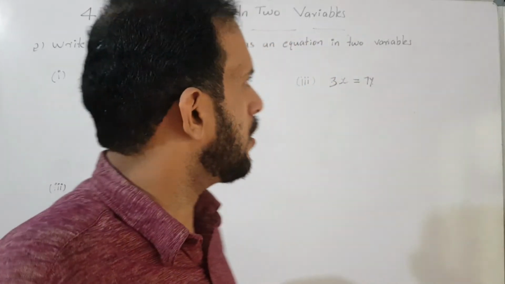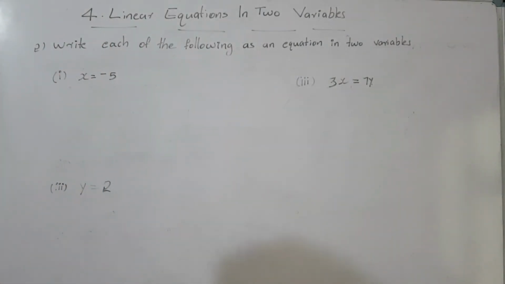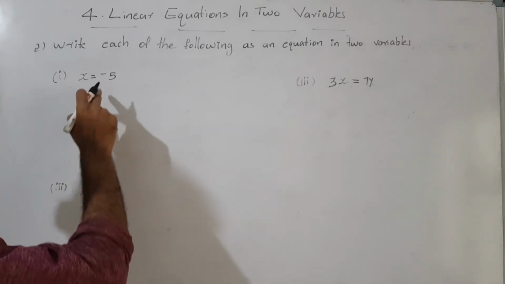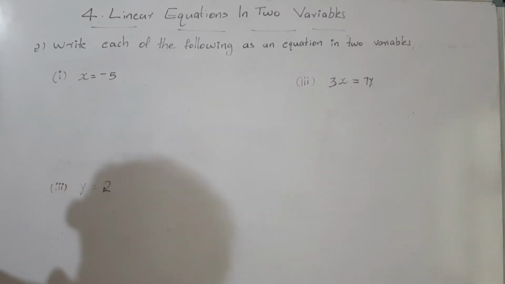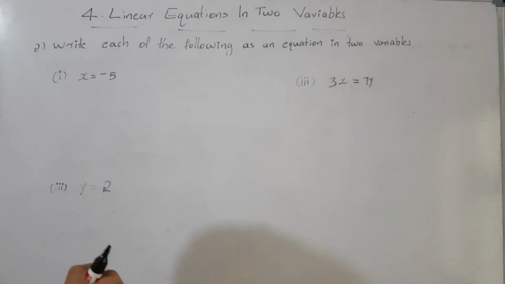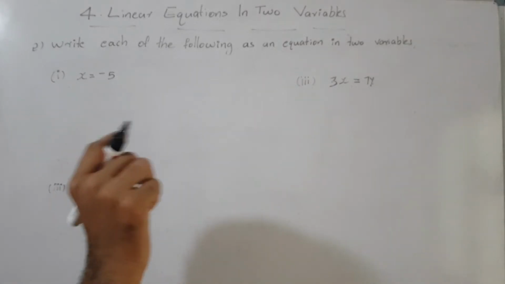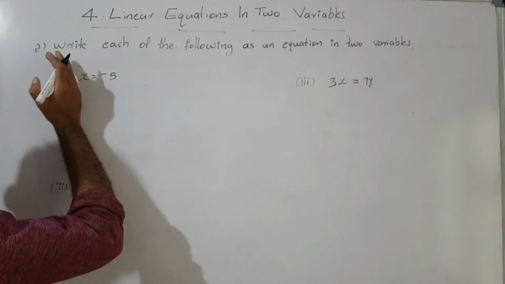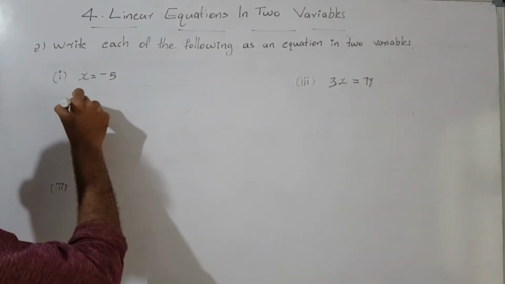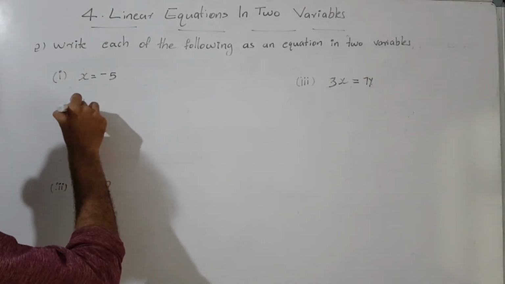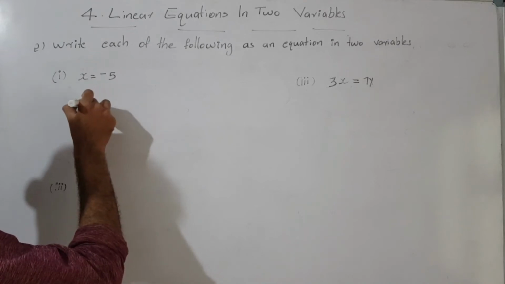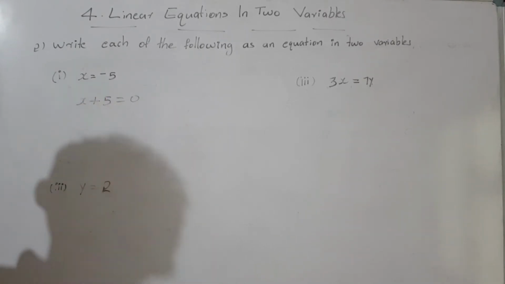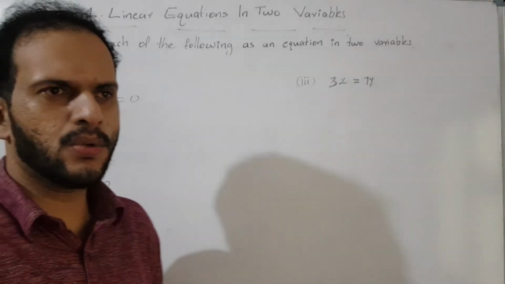So how do we start the first question? x is equal to -5. Correct? To get x is equal to -5 into ax plus by plus c is equal to 0 form, we first transpose -5 to the side of x. Then what is next? x minus 5 transposes into x plus 5 is equal to 0.